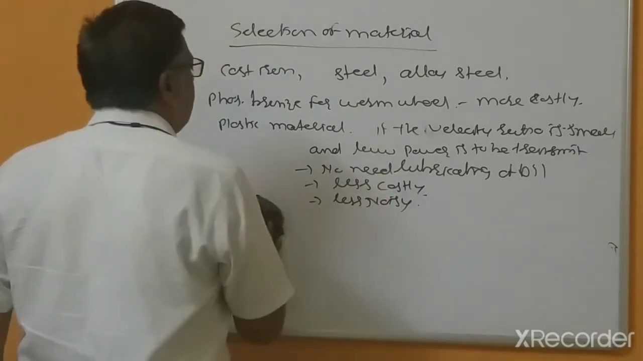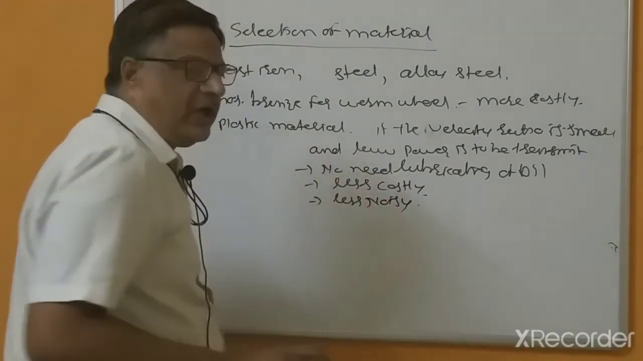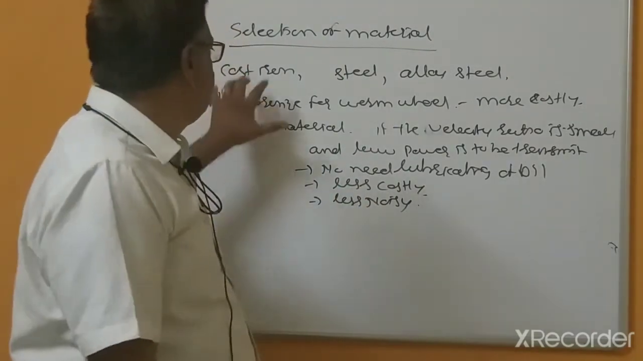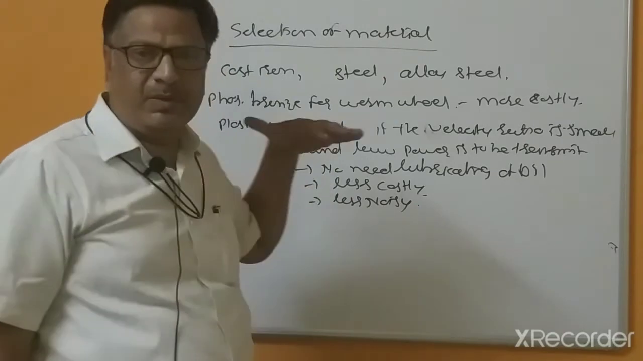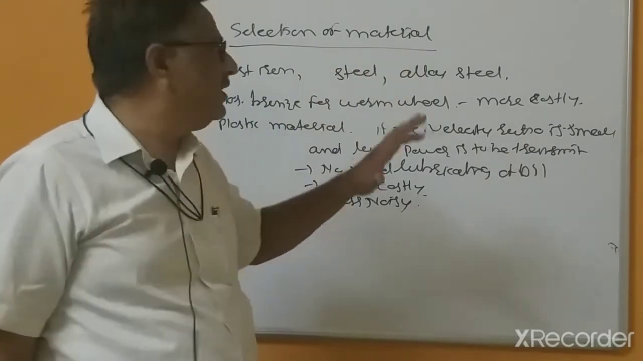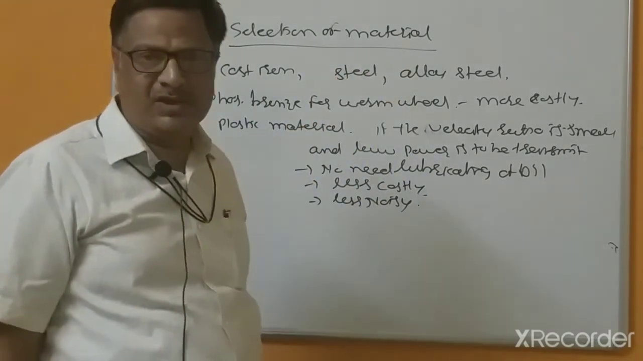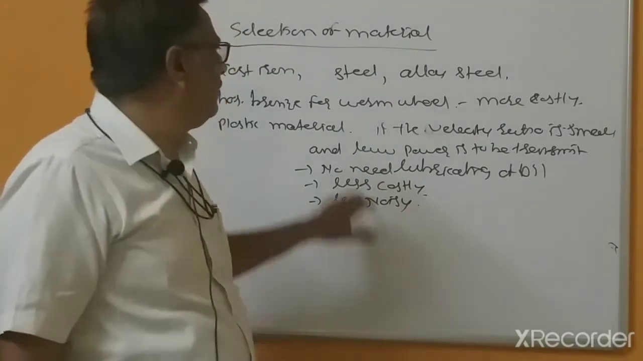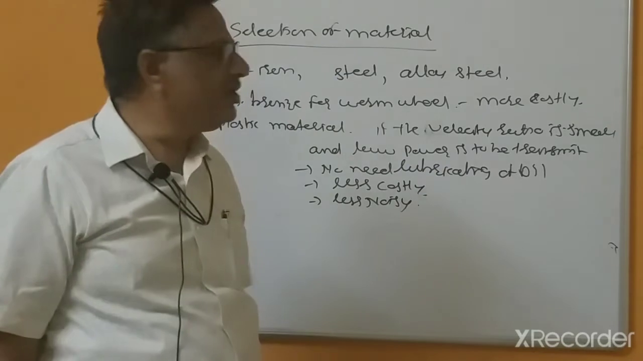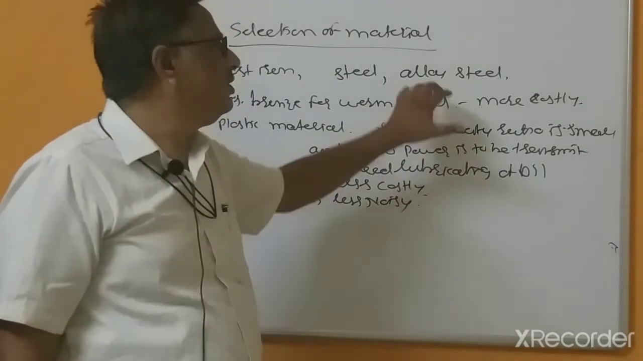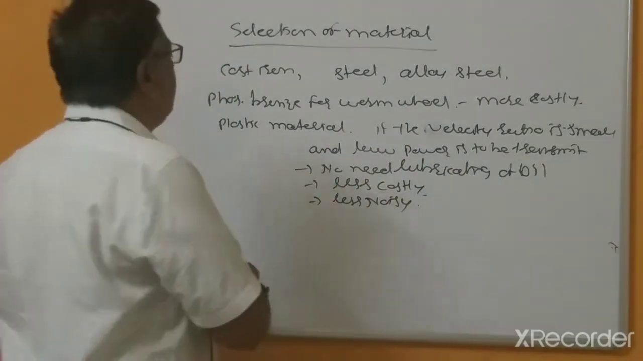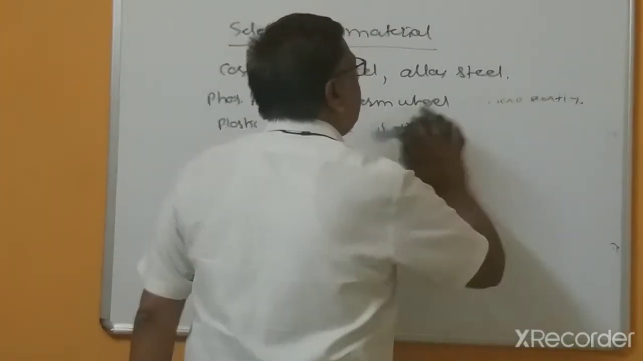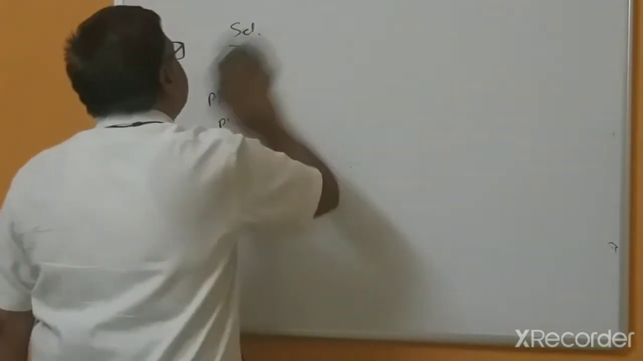So these are some of the types of materials, without going into the details. The general material is cast iron, that may be FG 200, 250, 300, etc. There are different types of steels, made by adding some elements to increase the strength of the material. Other is the alloy steels. These are the few materials which are used for the manufacturing of gears.